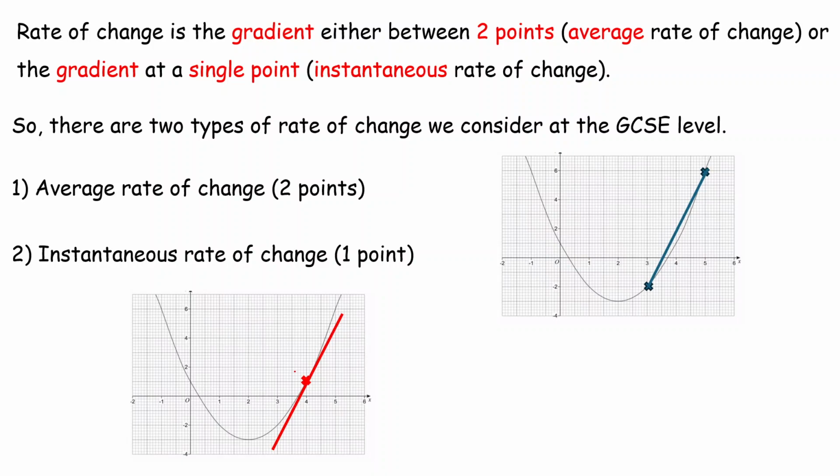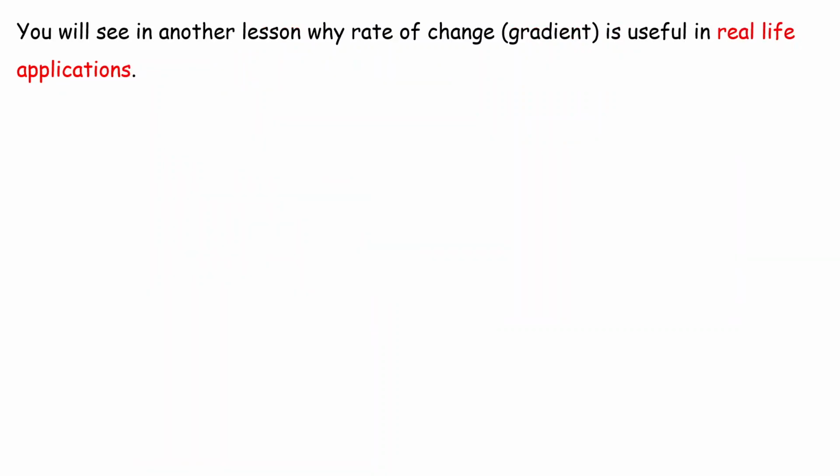Okay, so that's just a pretty brief introduction to what rate of change is all about. So there are two types, average and instantaneous. So you can make a note of that if you need to. You'll see in another lesson why the rate of change, or the gradient, is useful in real life applications. And if you go on to do A-level maths, this is really, really useful.